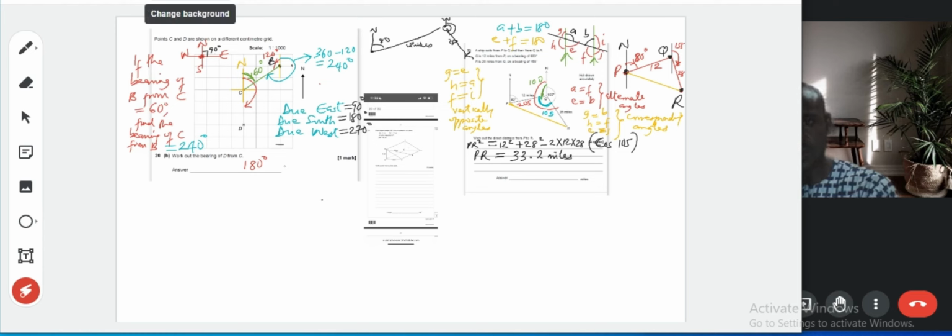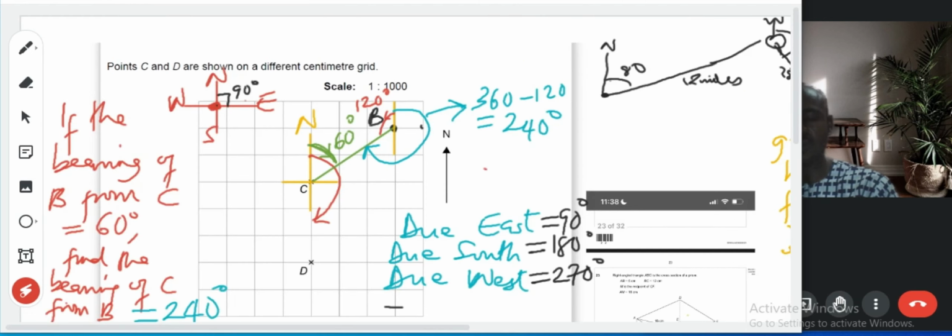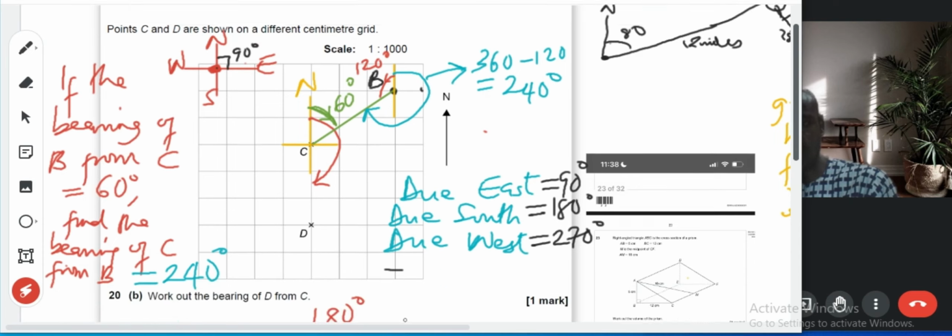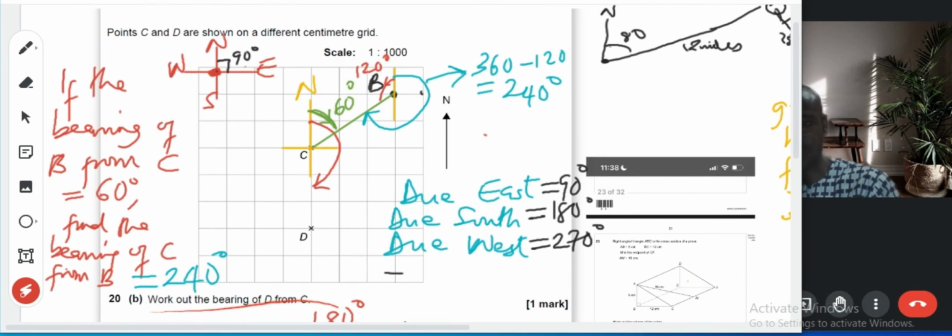Okay, let's look at this question. It says points C and D are shown on a centimeter grid. This is point C, this is point D. The question says, work out the bearing of D from C.